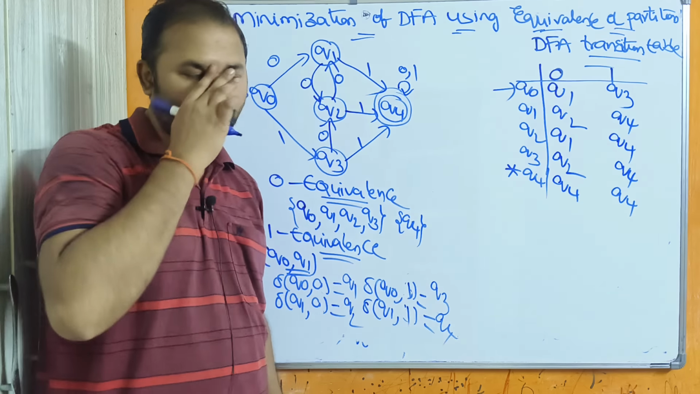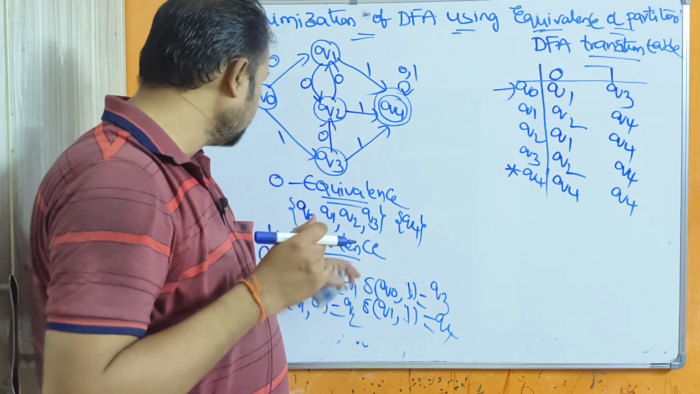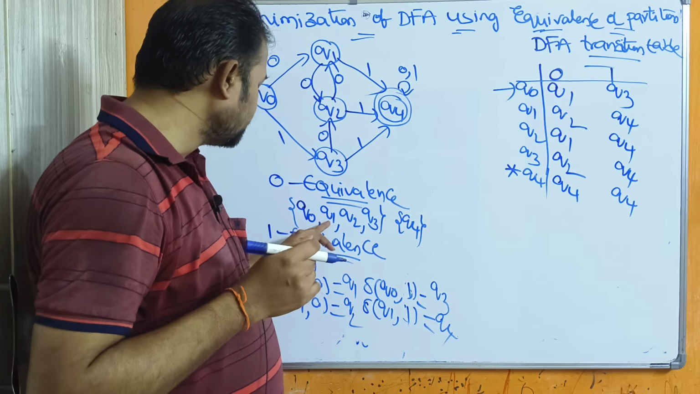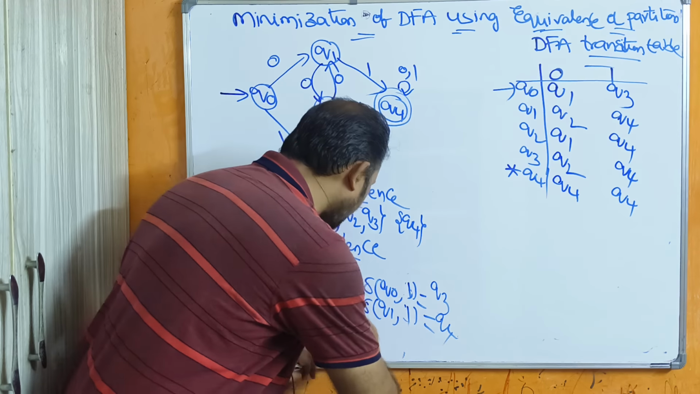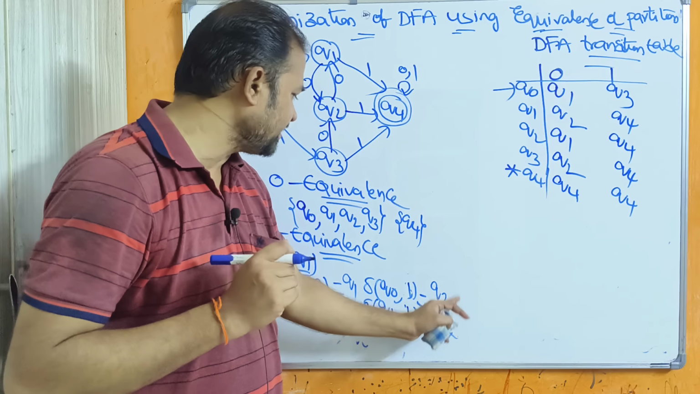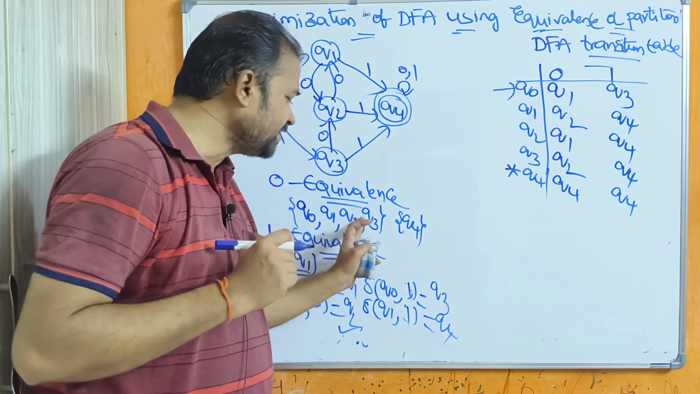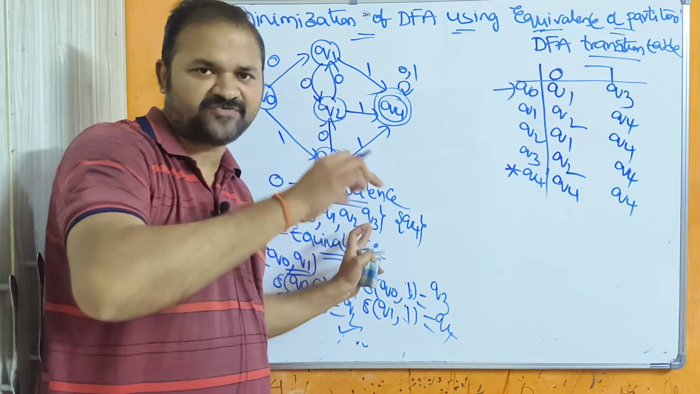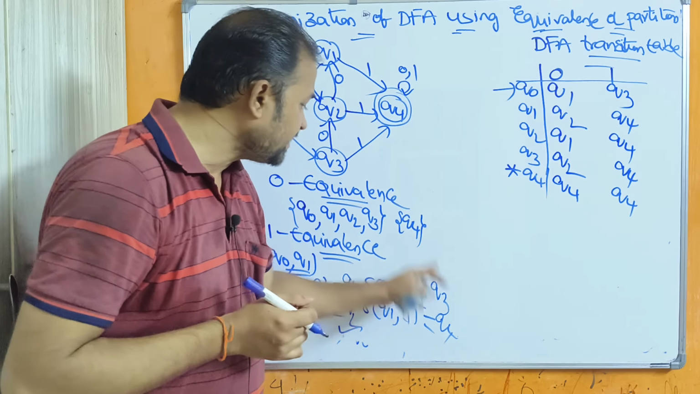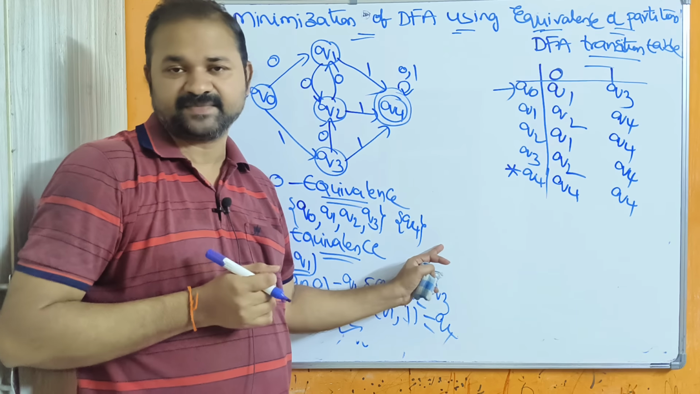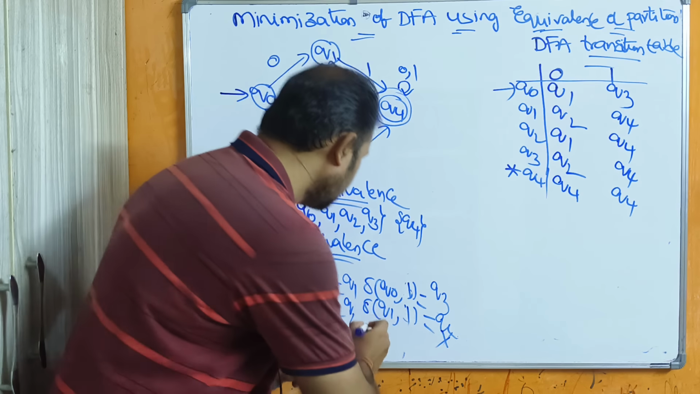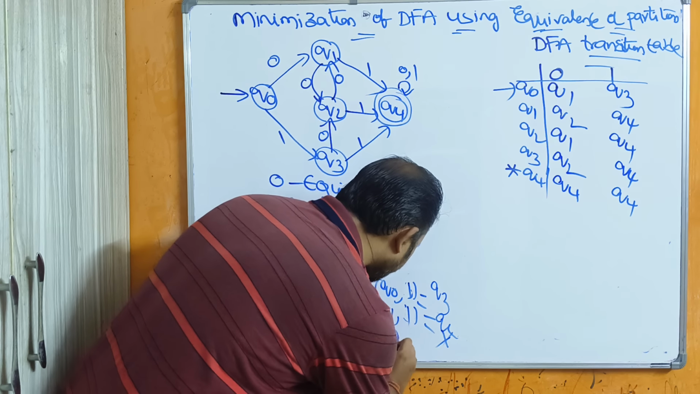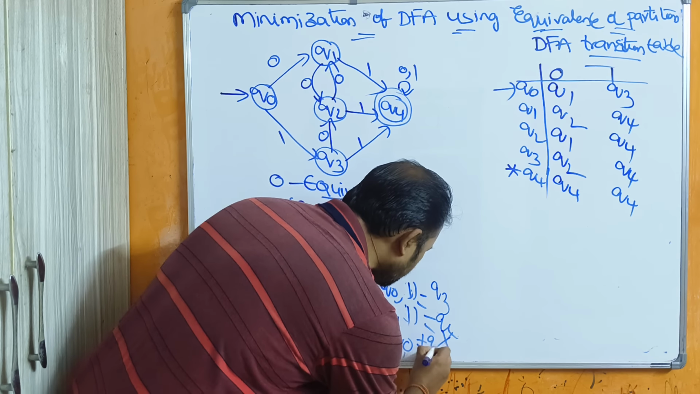We got Q1 and Q2. If we observe the zeroth equivalence, Q1 and Q2 are present in the same set, so there is no problem. Whereas Q3 is present in one set, the non-final state set, and Q4 is present in another set, the final state set. So we can say that these two are not equal. So we can conclude that Q0 is not equal to Q1.